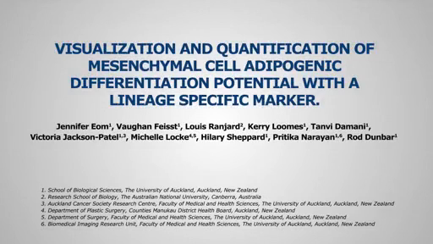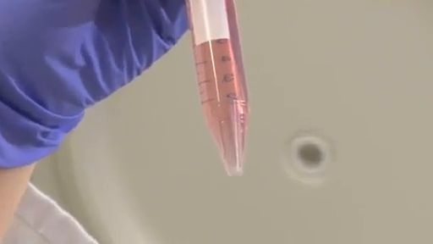The overall goal of this procedure is to visualize and quantify the differentiation of stromal cells into adipogenic lineage using a lineage-specific protein marker, fatty acid binding protein 4. This is accomplished by first isolating and expanding the stromal cells of interest.